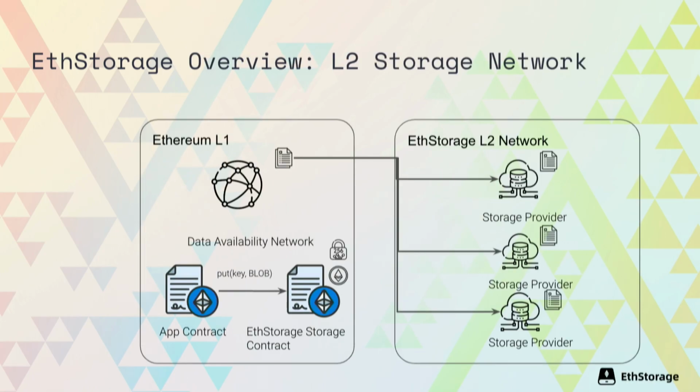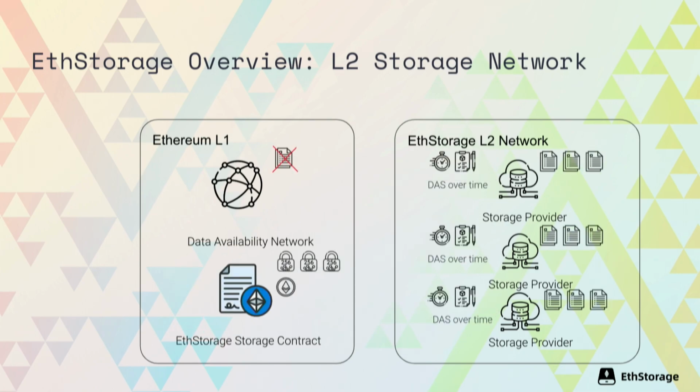So here is an overview of the EthStorage network. It has two major components. One is the EthStorage storage contract, which allows any application to call a put method and say, hey, I want to store this data, this blob, from their layer 2 network. It will also pay a very small amount of storage fee in Ether, which will be distributed to the storage providers over time. The second is a storage layer 2 network, which is a permissionless network with a bunch of nodes that store the corresponding blob data.